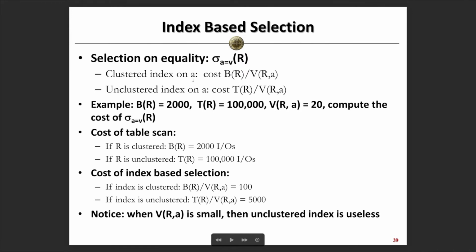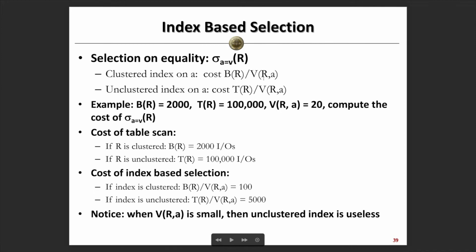Let's assume we have an index table which is clustered on the attribute A. If so, then the cost for implementing this operation will be about B(R) over V(R,A). I hope you still remember this notation. B(R) denotes the number of blocks for the relation, and V(R,A) denotes the number of unique values we have for the relation on attribute A. So if the index is clustered, we just need to retrieve the corresponding blocks storing the tuples with value V directly. It depends on how many blocks are used to store these tuples, right?